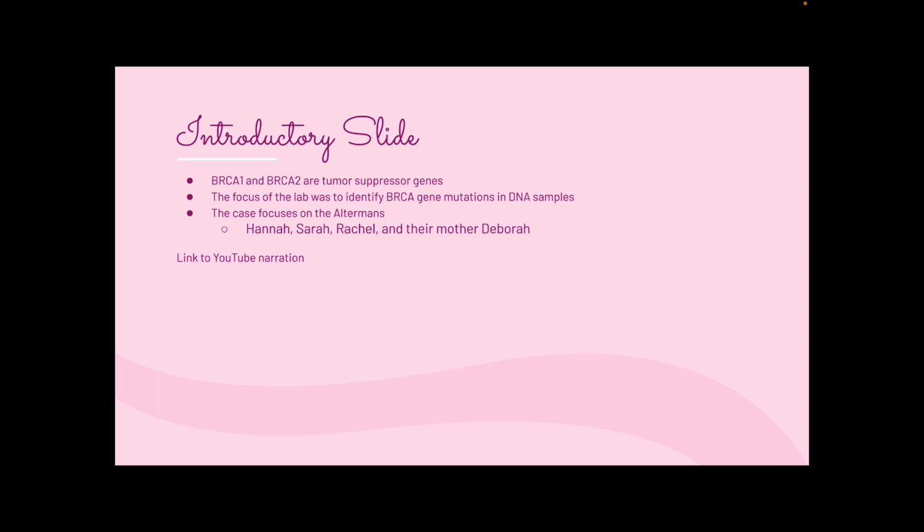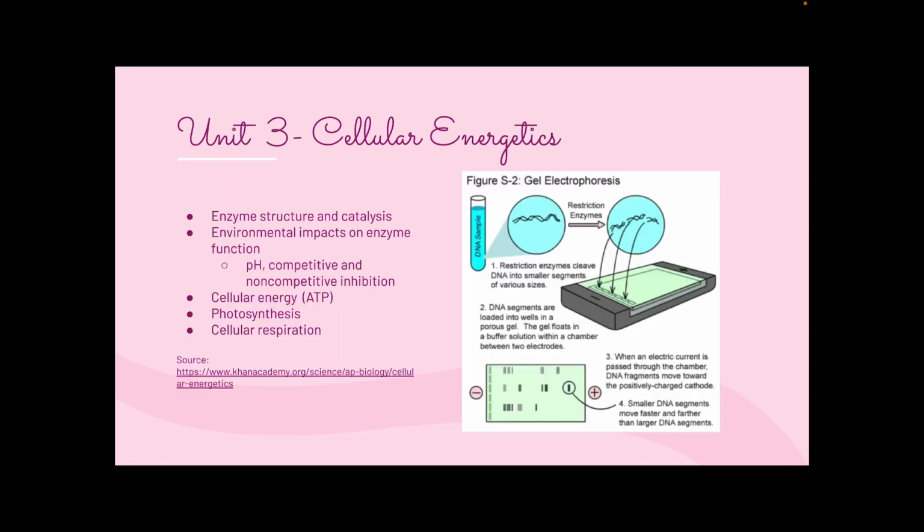This case focuses on the Altermans: Hannah, her older sisters Sarah and Rachel, and her mother Deborah. Rachel was recently diagnosed with breast cancer at the age of 30. Her mom was diagnosed when she was 42, only 5 years after Hannah had been born. Her other sister Sarah is 25 and does not currently have breast cancer. Because of their family history of breast cancer, they all met with a genetic counselor in order to test for BRCA mutations in Hannah and Sarah.